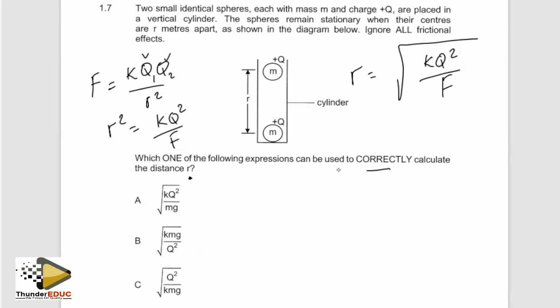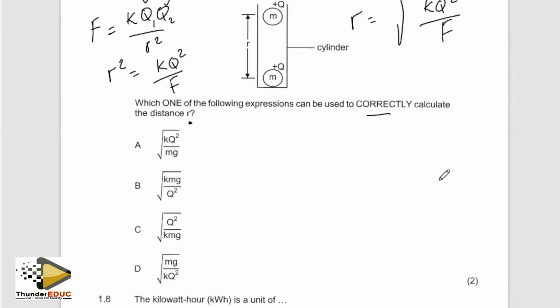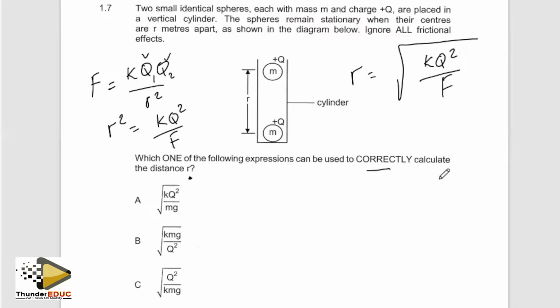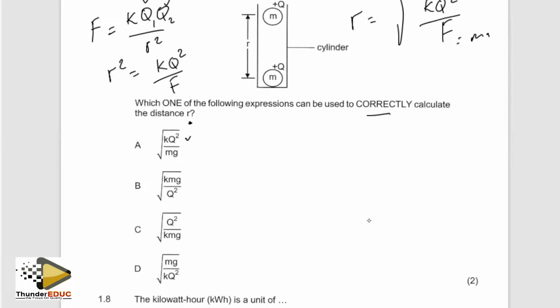Before we even look at the simplified versions, let's look at the options we have. The only option that has kQ squared in the numerator is option A. We know that the force can be mass times gravity, which is more like the weight. In the rest, the kQ squared is at the bottom, which doesn't make sense, as in option D. So my best option in this case is going to be option A.